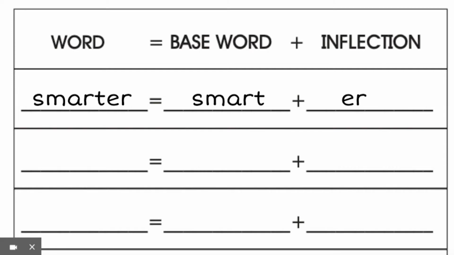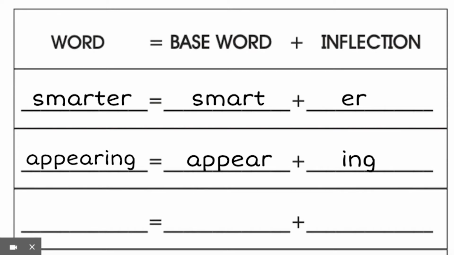Second word. You were right if you said the base word was appear and the inflection is ing. Our word is appearing. All right, the last one's a bit of a challenge, but I think you can do it.